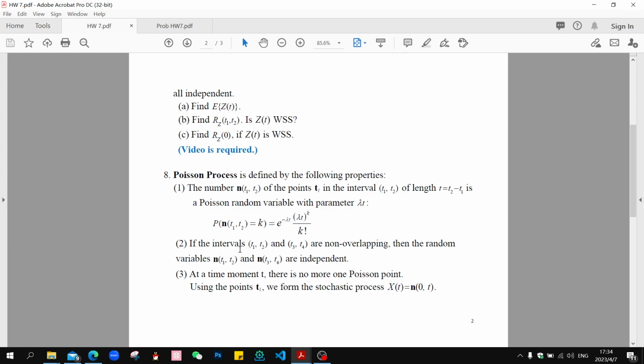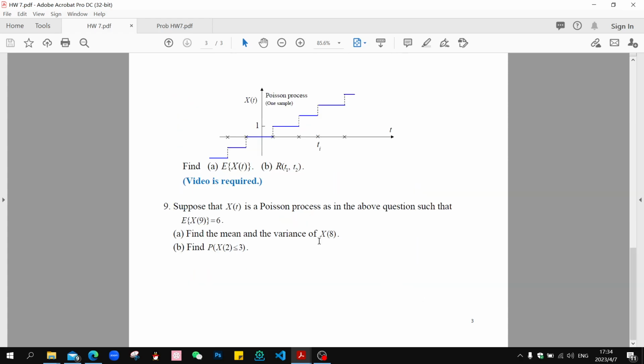And if the intervals (t1, t2) and (t3, t4) are non-overlapping, then the random variables n(t1, t2) and n(t3, t4) are independent. And property number 3: at a time moment t, there is no more than one Poisson point. Using the points ti, we can form the stochastic process x(t) equals n(0, t). That is one demonstration of the x(t).